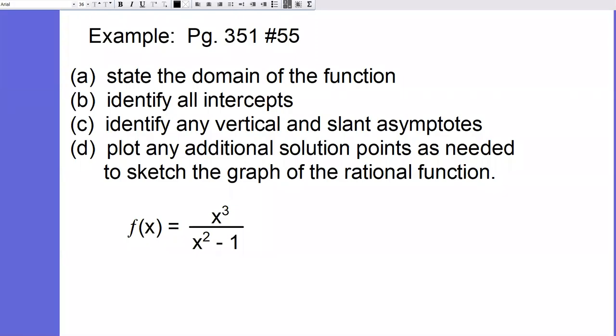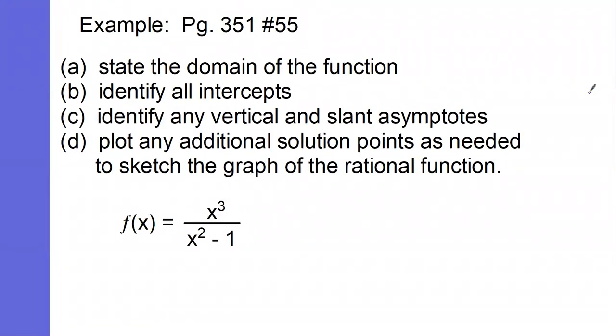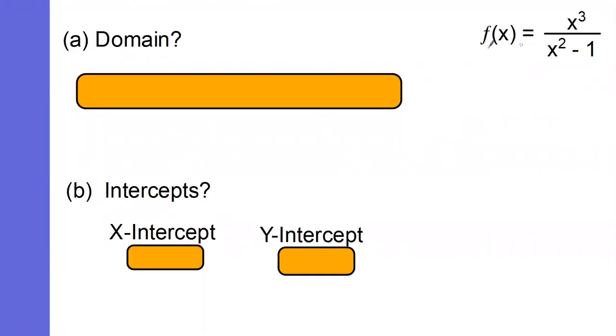This is an example problem involving graphing a function that has a slant asymptote. We have several different parts of this problem that we're going to complete, starting with part A, state the domain of the function. Remember that when you're looking at domain, you really just want to know when your denominator would be zero. You are not allowed to divide by zero.